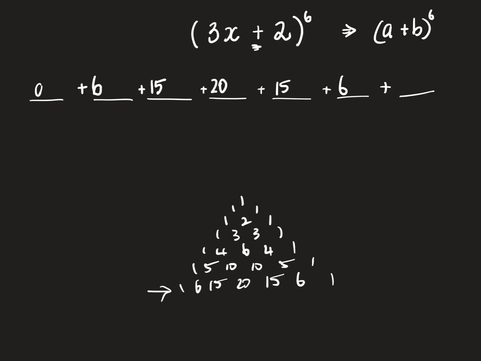So what happens? I'm counting down my powers of a, starting with 6: 6, 5, 4, 3, 2, 1, 0. And then I'm going to start over here and count down my powers of b, sorry, powers of b. Okay, now what am I going to do next?